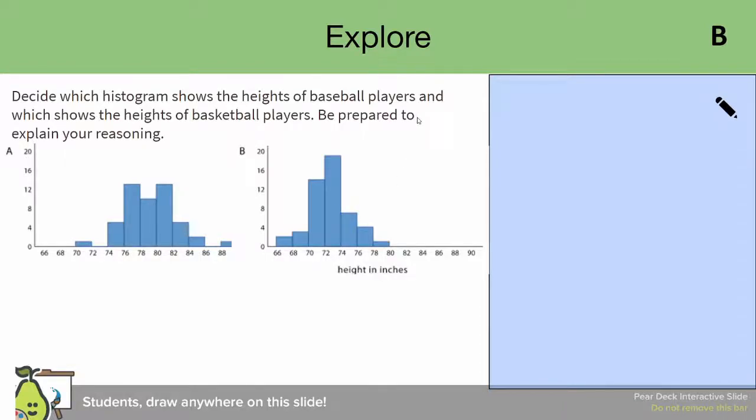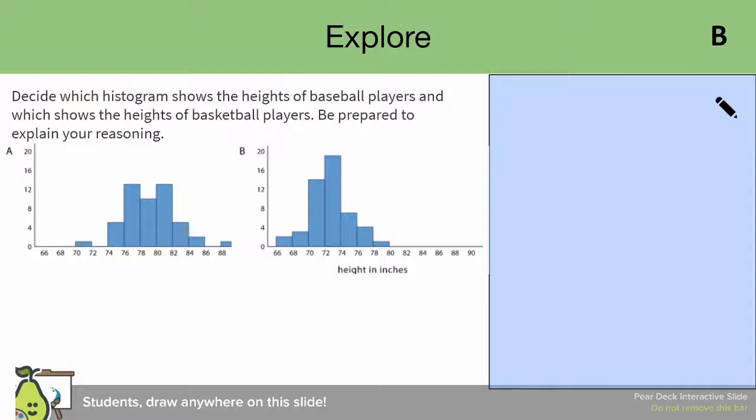Before we begin, I want you to please pause this video, read the story to yourself, and let me know what you notice and what you wonder. Alright, welcome back. Now, let's read the story together. The story says, decide which histogram shows the heights of baseball players and which shows the heights of basketball players. Be prepared to explain your reasoning.